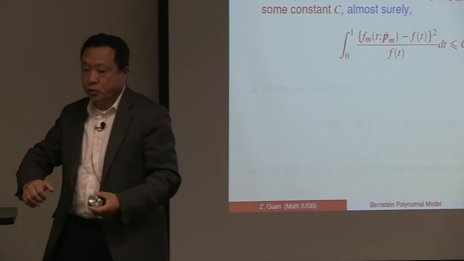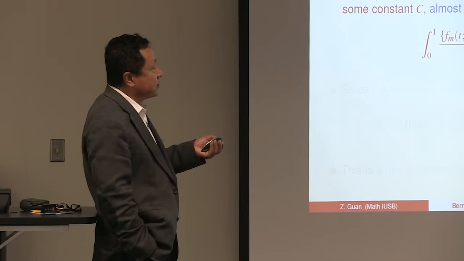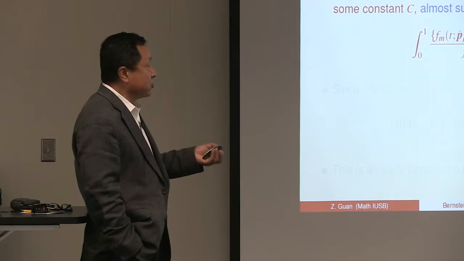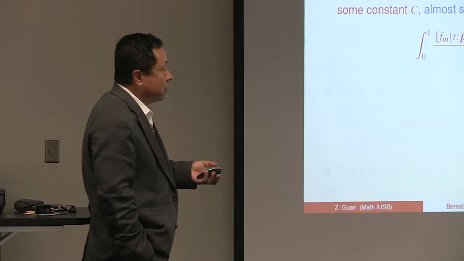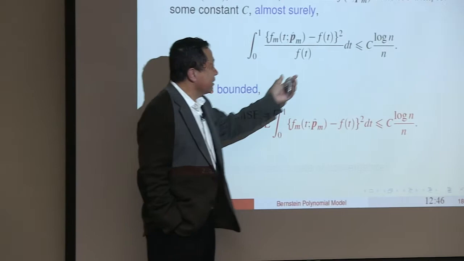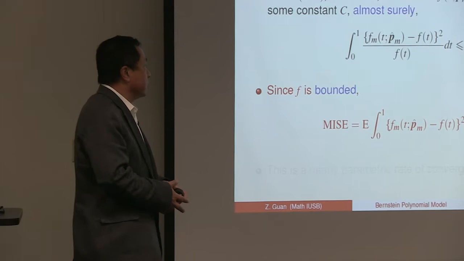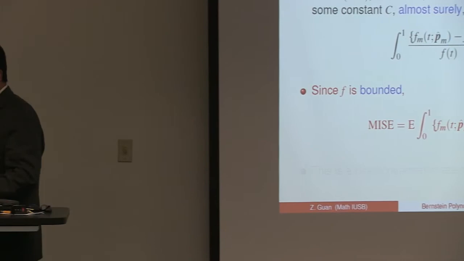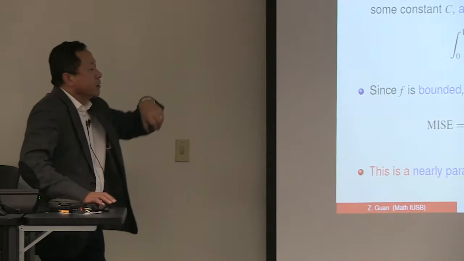Right? Nothing better. But this is usually called the almost parametric rate, right? Because this log n increases slowly, right, very slow. So it is much better than the kernel density, right? But if the density is bounded, of course, this is the mean integrated square error, right? This of course is still the same rate, right? That's the theoretical result. So this is nearly parametric.